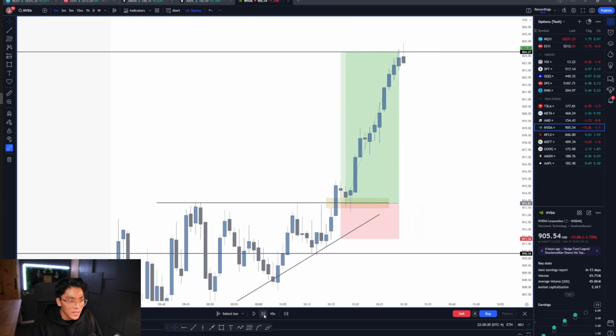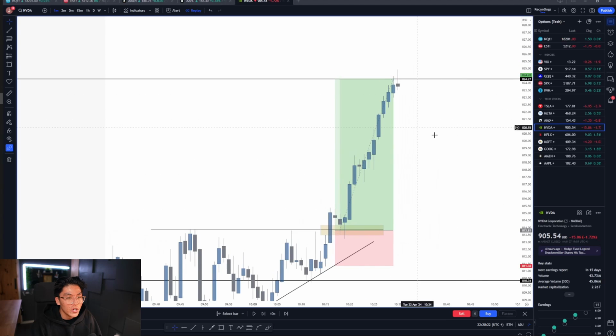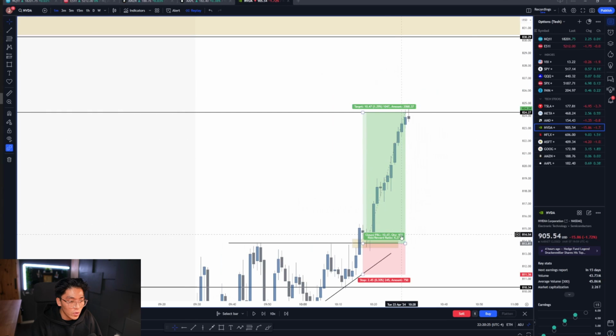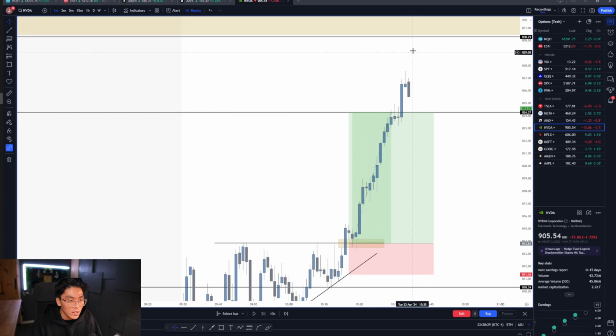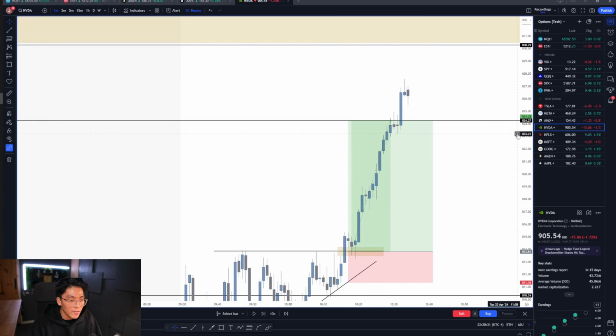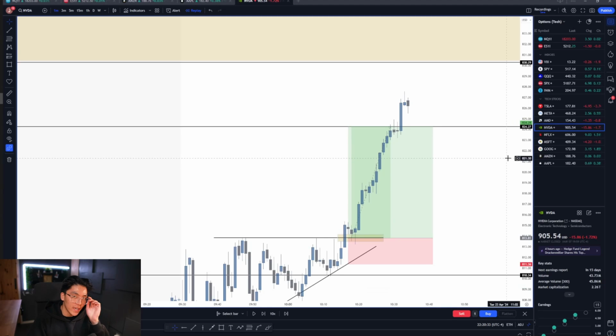As we play out the tape, you can see price perfectly gravitated towards our 824 level. That's where I scaled the majority of my position, and you can see we have a little bit more of a pop here. I end up scaling my full position here for a very nice win on NVIDIA.